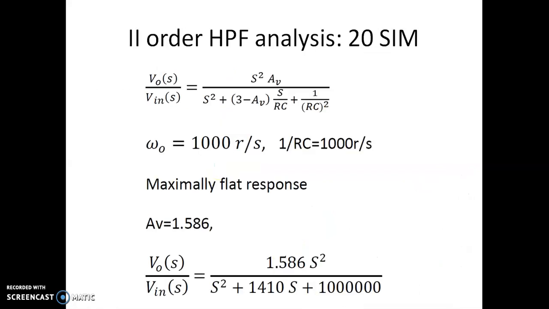So let us analyze the working of a high pass filter using 20-sim. Let us take the example of omega naught, which is 1000 radians per second, so 1 over RC so and so. Let us see the maximally flat response for which AV happens to be 1.56. So the transfer function has to be this while analyzing in the 20-sim simulator. So let us go to the 20-sim simulator, edit the transfer function as it is given here, and then try to see the Bode plot as well as the pole zero plots.